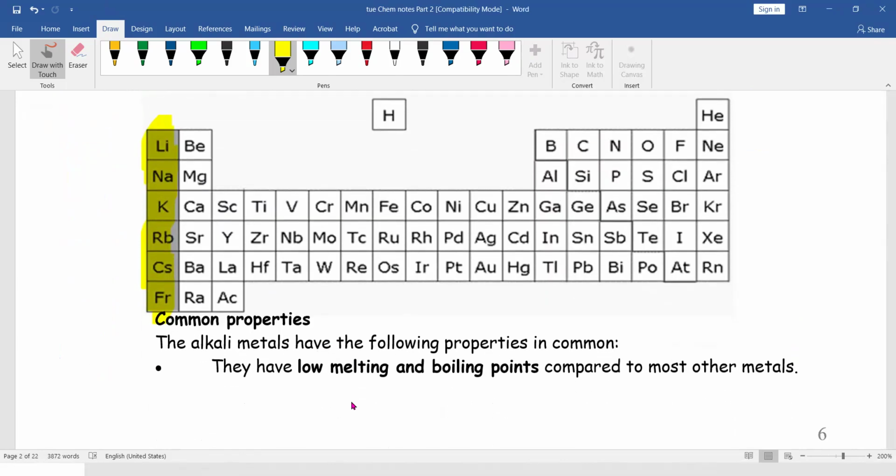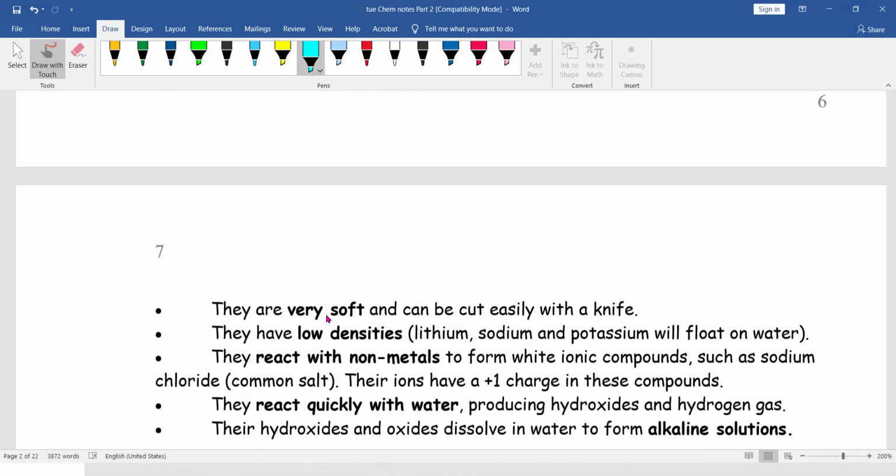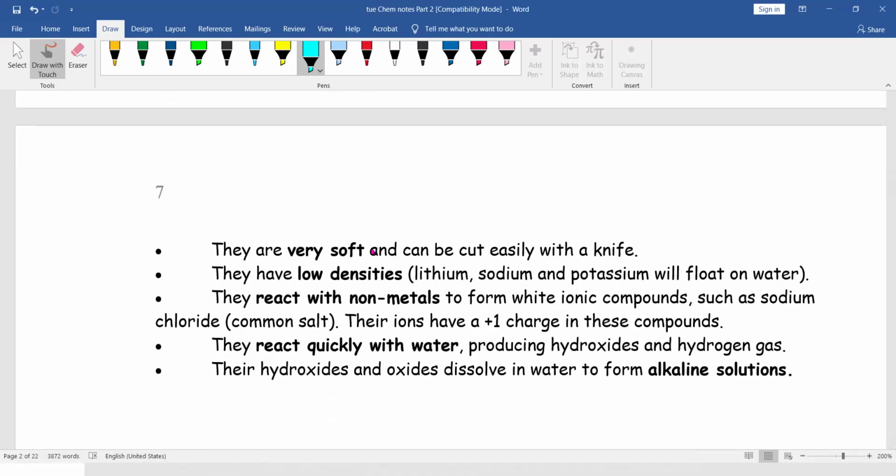Iron and other transition metals have high melting points, but group 1 metals have low melting points. Compared to other metals, their melting point is lower. Common metals are like what? Iron, cobalt, nickel, copper, silver, gold, platinum. These are normal metals. They have high melting points. But group 1 alkali metals have lower melting points. Transition metals are hard. Group 1 metals are very soft and can be cut with a knife. Can you cut iron with a knife? No. They have low density. They will float on water, as compared to iron, which will sink in water.